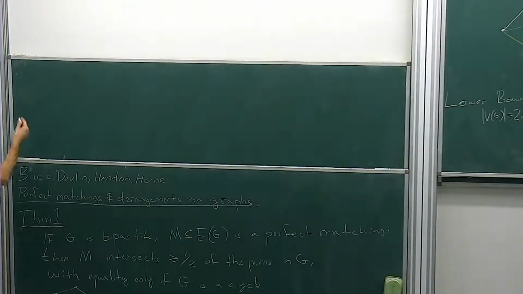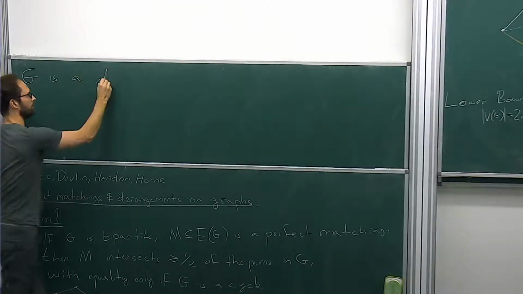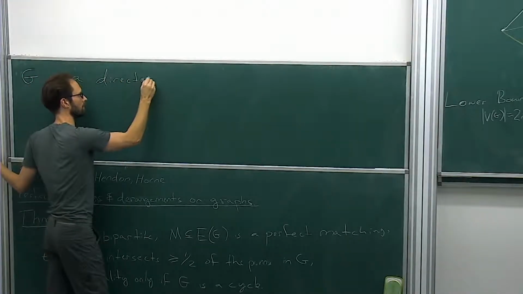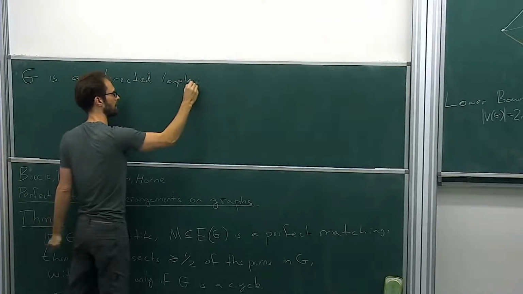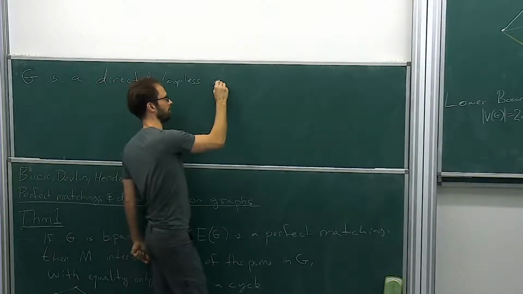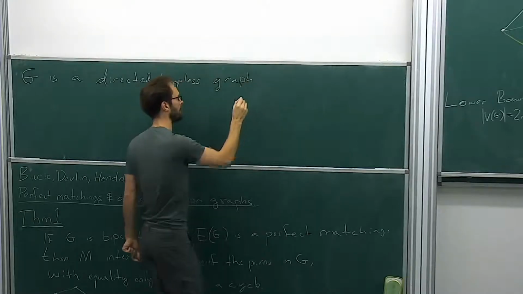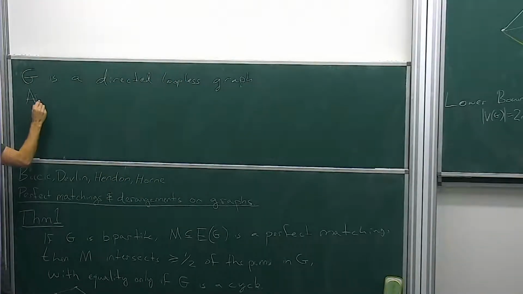Okay. So now I want to talk about derangements and permutations on graphs. So let's say that G is a directed, loopless, simple and finite graph. Thank you for saying finite. Actually, the definition works for infinite graphs, but the problem that we investigate does not make sense. So let me just say finite.